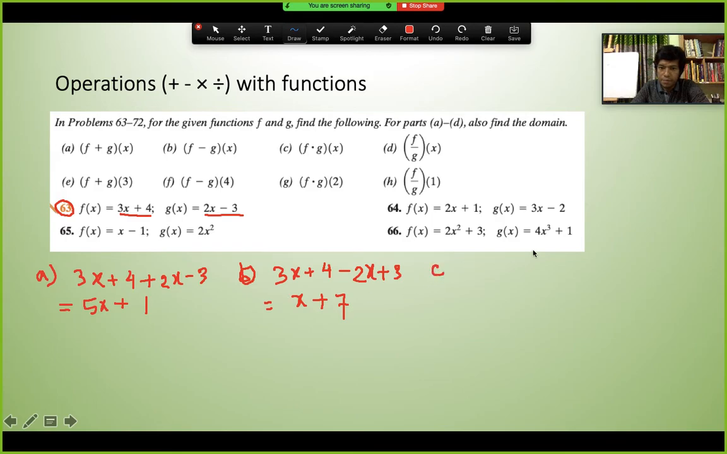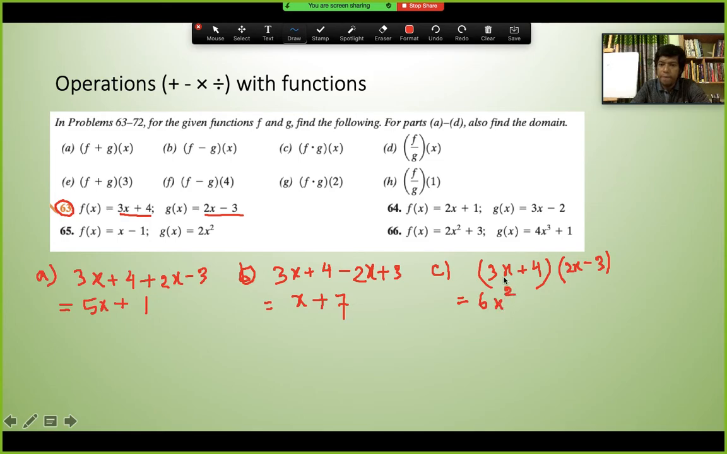Now part c. Part c is multiplication. That means this function times this function. So we will have 3x plus 4 times 2x minus 3. For the purpose of simplification, we can actually multiply it. If we multiply it, it will become 3x times 2x, which means 6x squared.